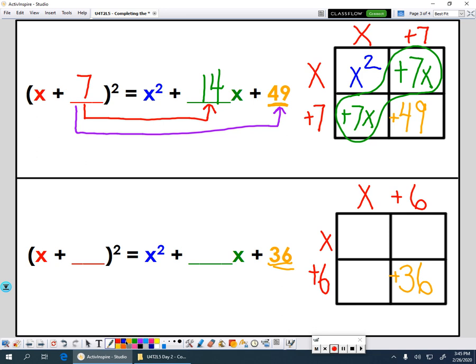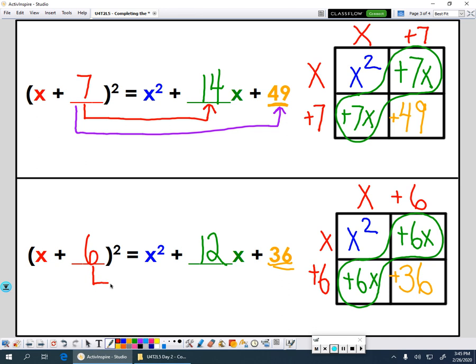So let's go through. Oops, add my 6 up here. So we've got x times x, which is x squared. We've got x times 6, which is 6x. This x times 6, which is 6x. And if I want to complete the square, we'll add these two together. Gives me 12x. Double check your math here. 6 times 2 gives me that 12 in the middle. And if I square it, I get my last term.